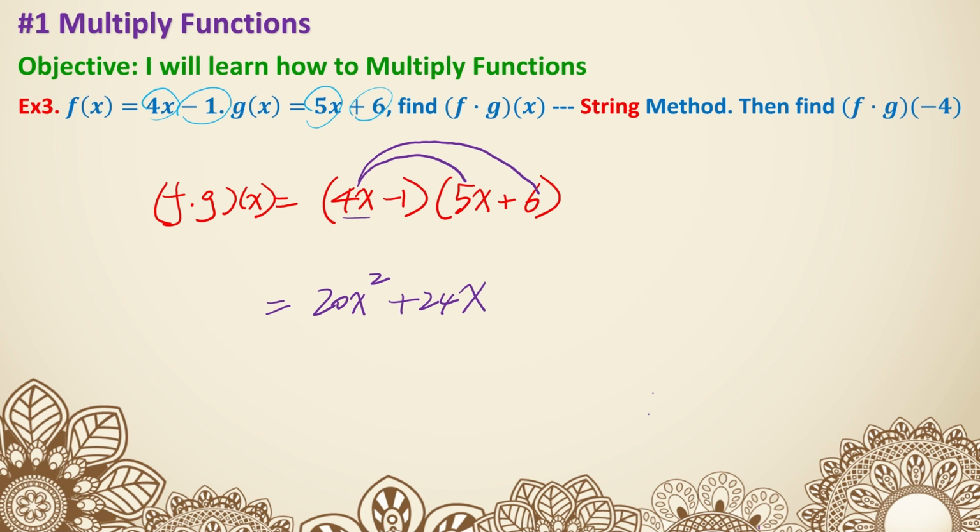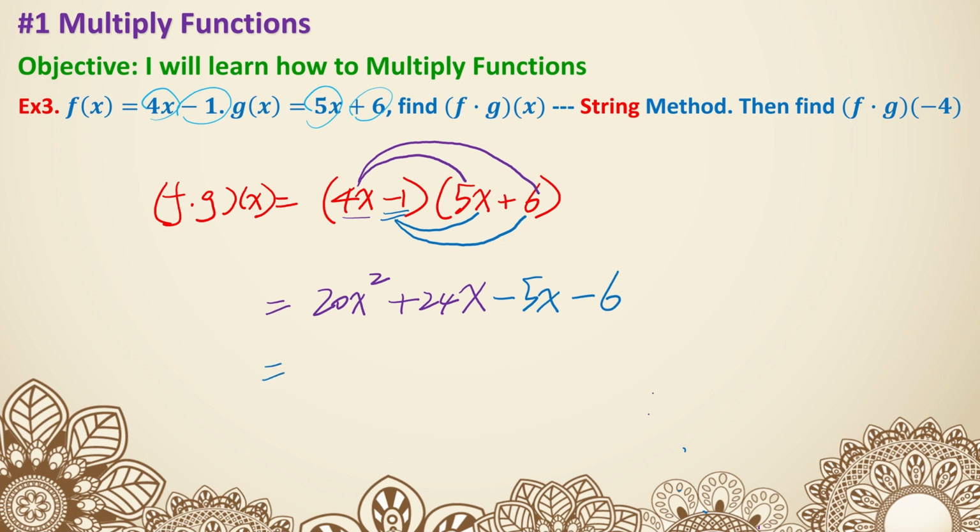Okay, and then we're going to need to deal with the second term now, because we're done with the first term. The first term has multiplied with both of them in the second parentheses. So now it's the second term. -1 times 5x is a -5x. And then -1 times a 6, which is a -6. So you see, everything in the first parentheses has multiplied with everything in the second parentheses.